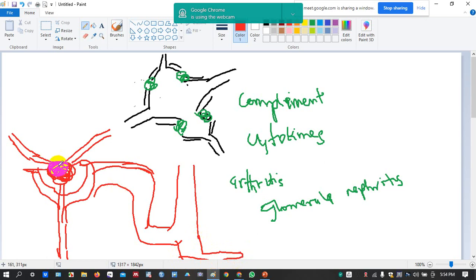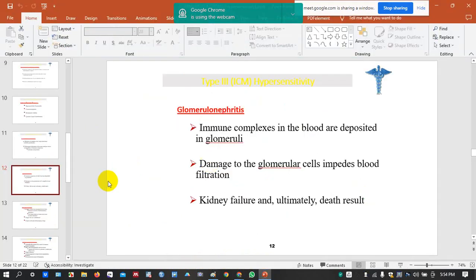So this is a sketch of the glomerulus. If there is immune complex inside this, then you know that blood cannot be filtered into the proximal convoluted tubule to form urine. And this will lead to kidney failure and ultimately death.